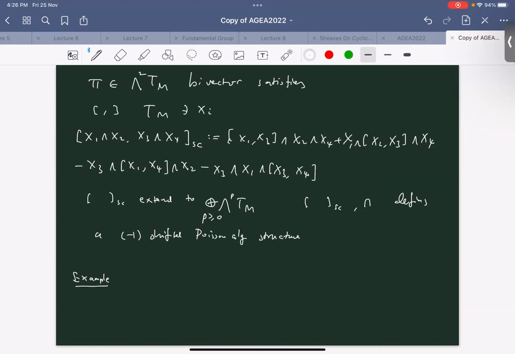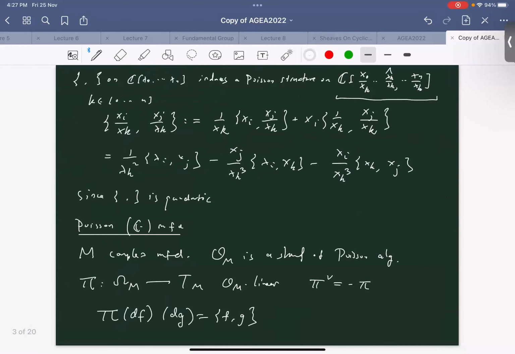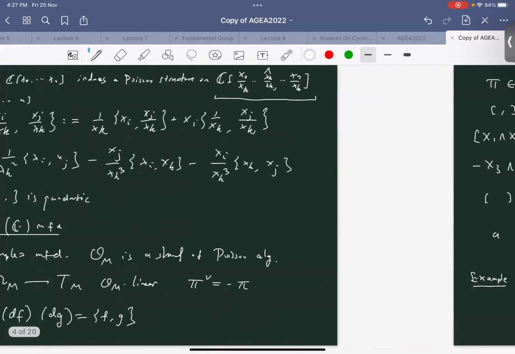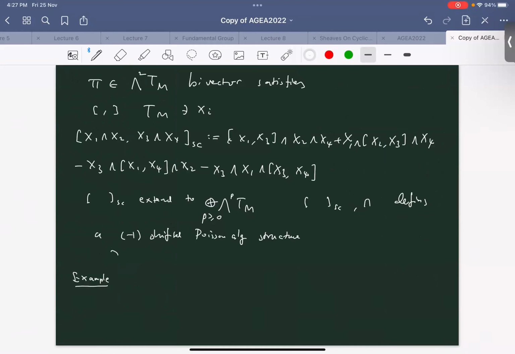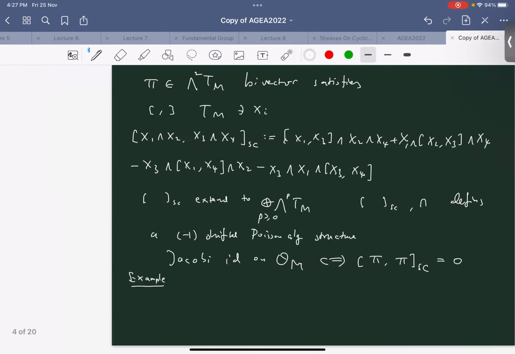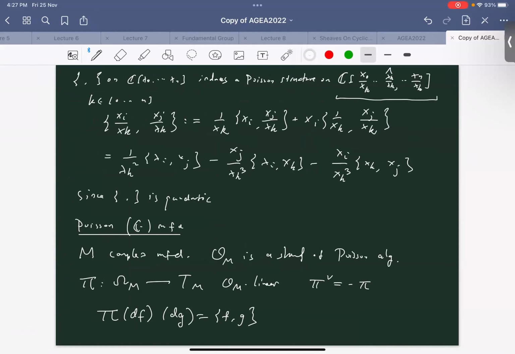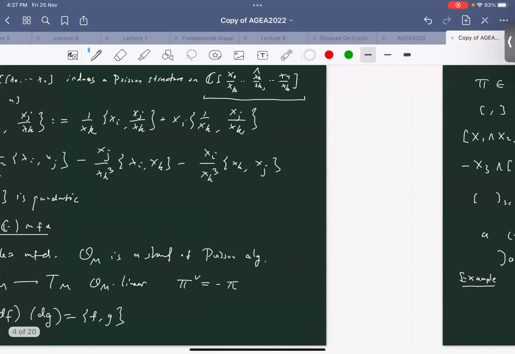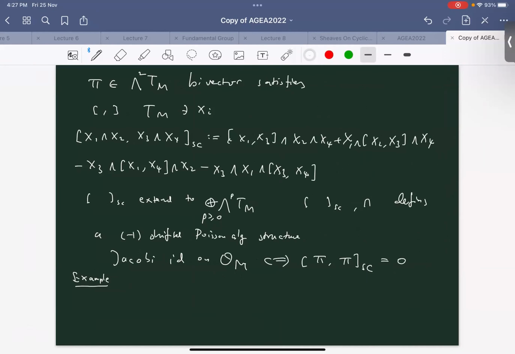Under this new structure, you can easily translate the Jacobi identity, which is the most non-trivial part of the Poisson algebra axioms, into an integrability condition about polyvector fields. So the Jacobi identity on O_M is equivalent to the condition that the bracket of pi with pi equals 0. The advantage of this new definition is that it does not depend on a basis, and it is easier to check geometrically.